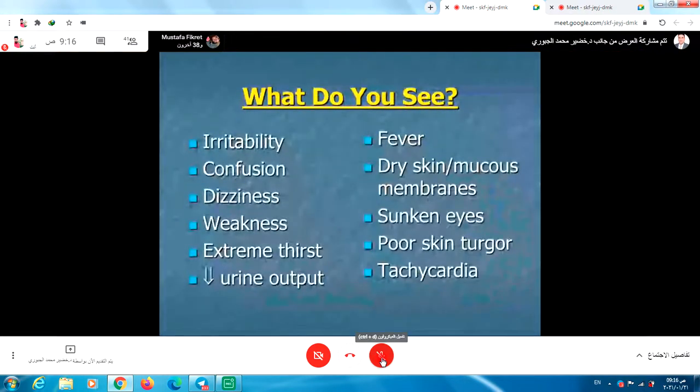Extreme thirst, decreased urine output, fever, dry skin and mucous membrane, sunken eyes, poor skin turgor, meaning the skin loses elasticity, and tachycardia, meaning increased heart rate. All these signs are seen in a patient with dehydration.